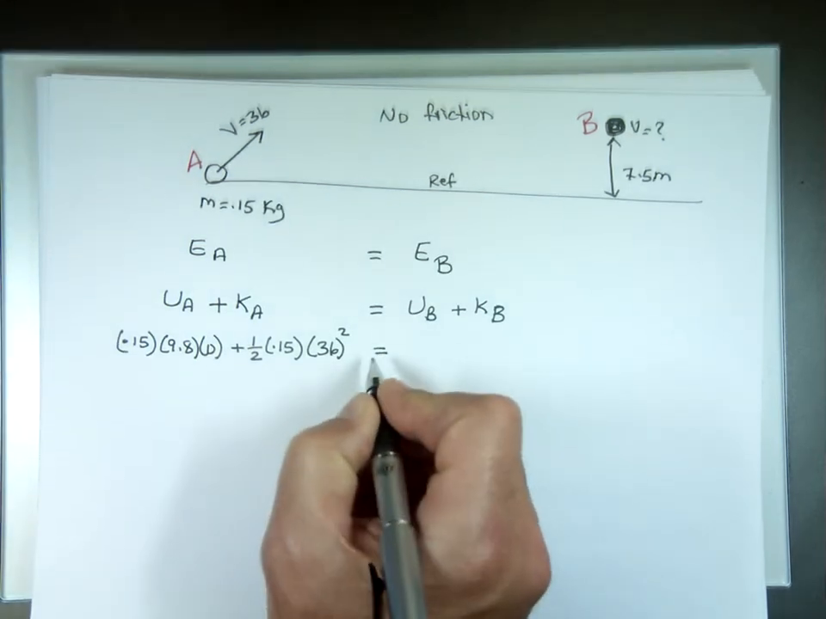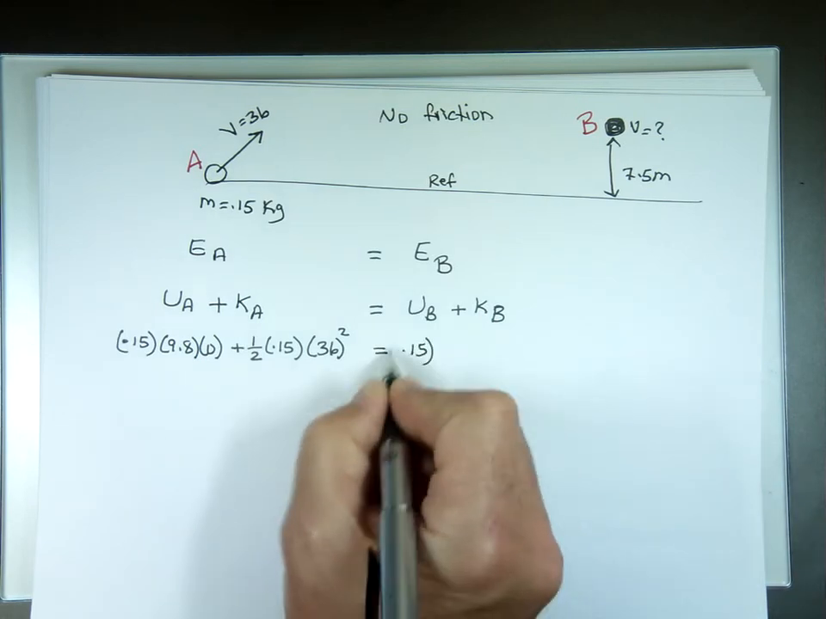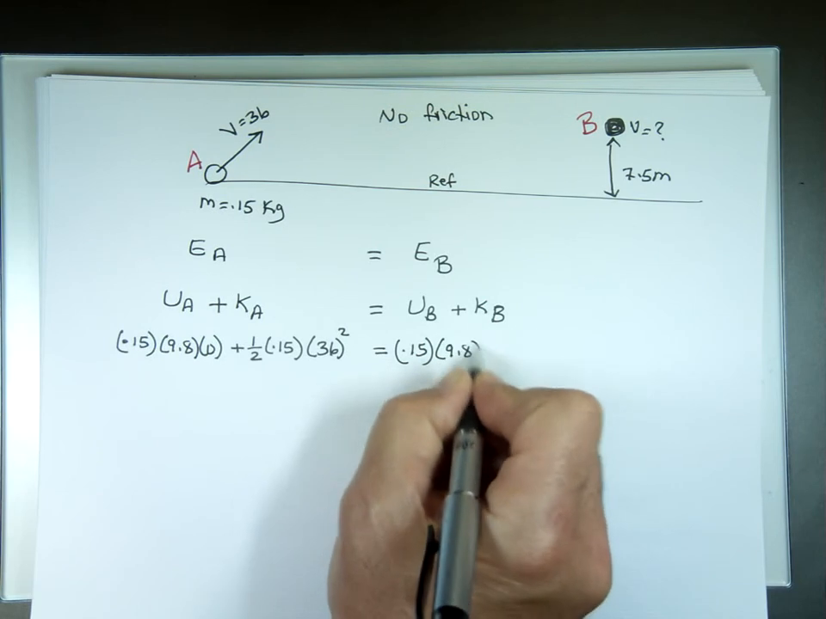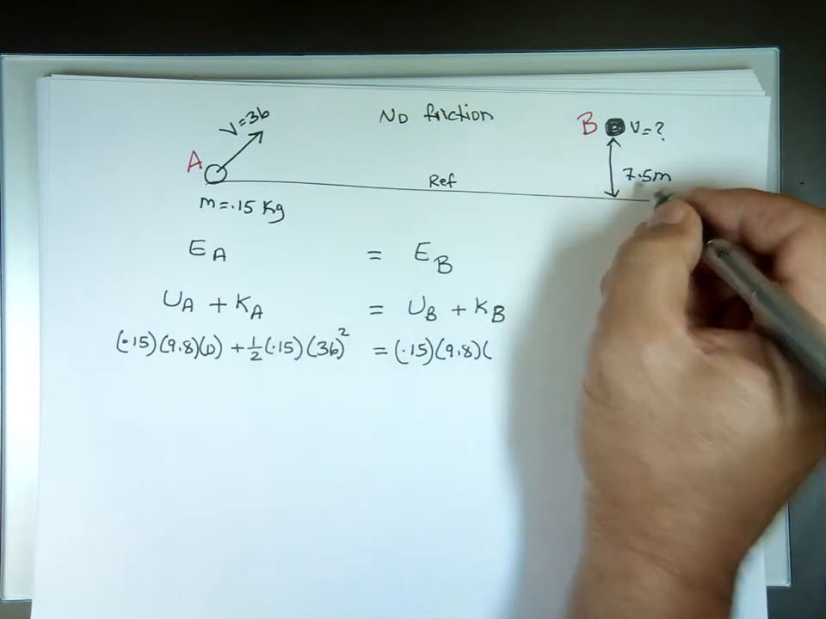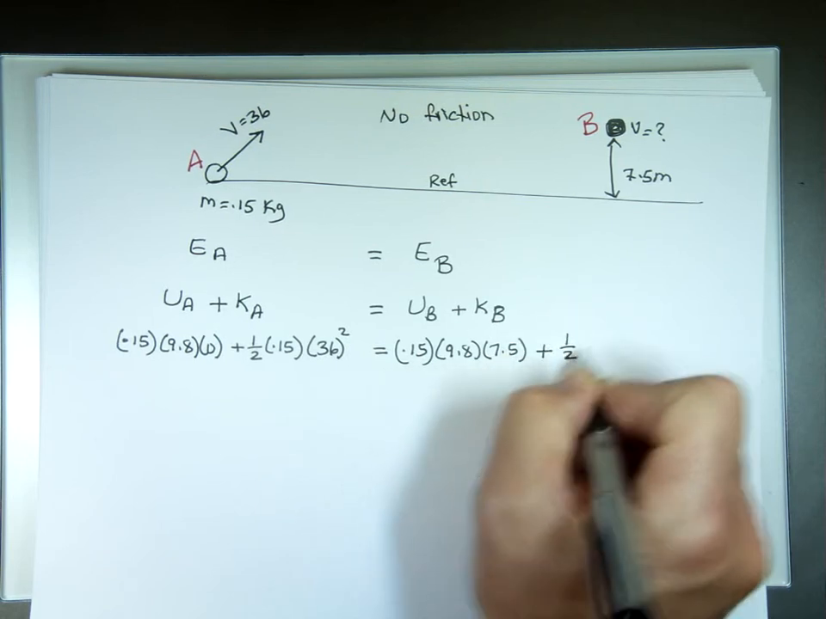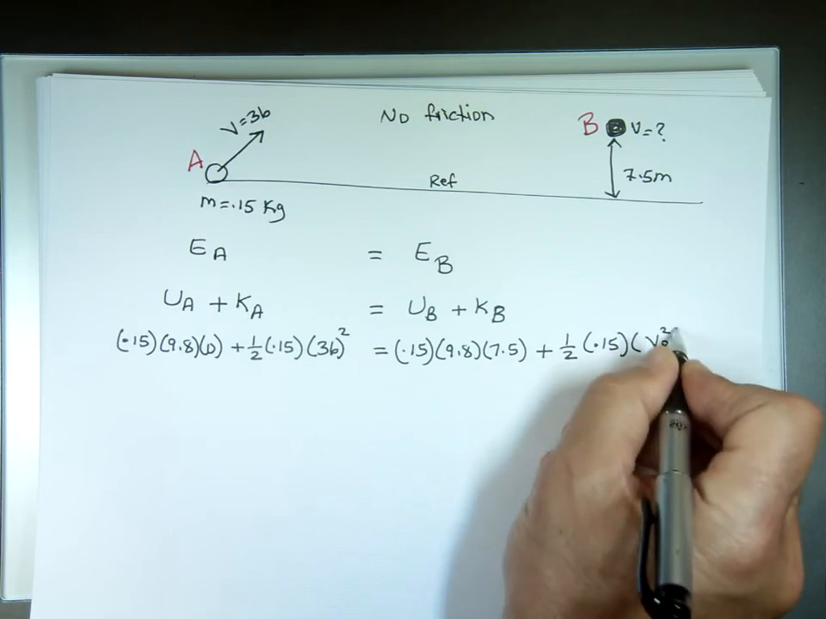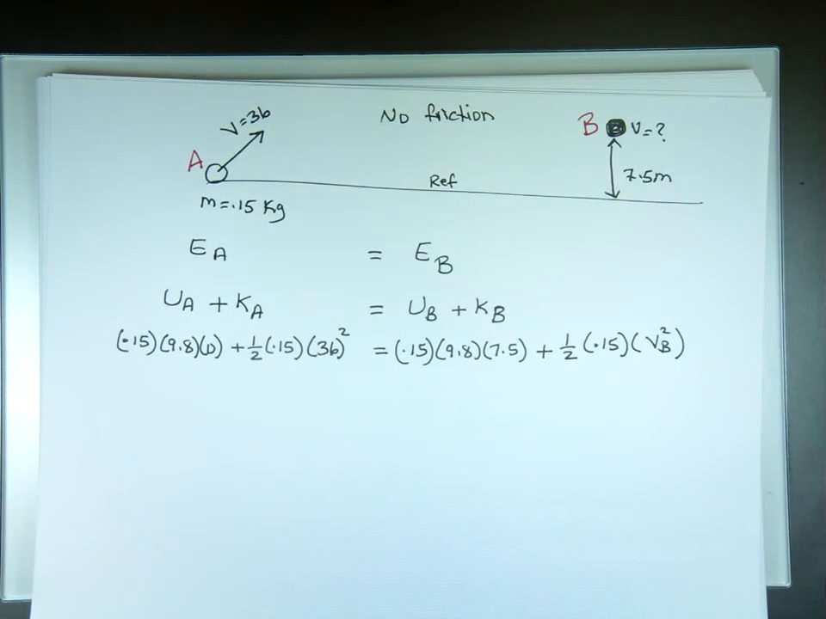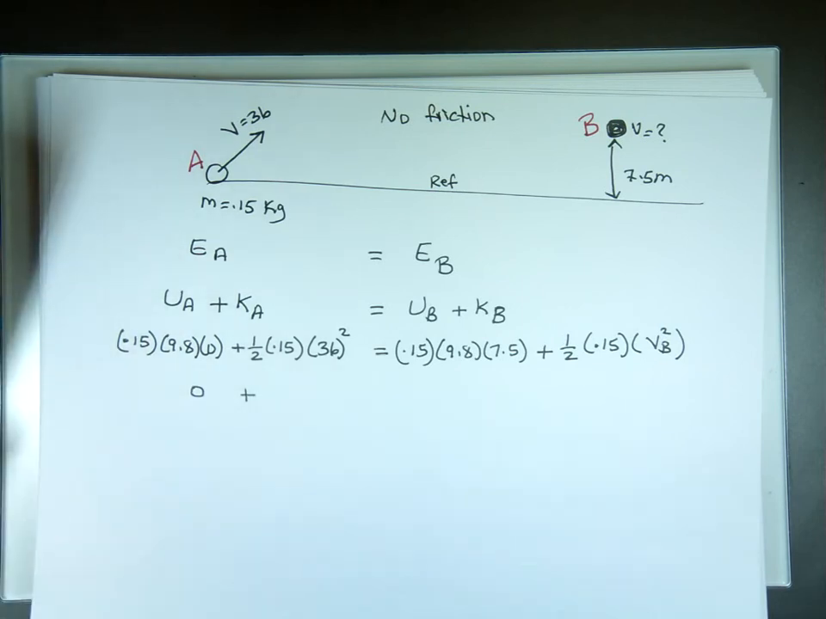What is the potential energy here? Mass, gravity. What was my initial height? I mean final height, not the initial, sorry. Yep, 7.5, plus the kinetic energy, 1/2 mass times the velocity squared, which is unknown. Zero plus, let's see what that number is. 97.2.